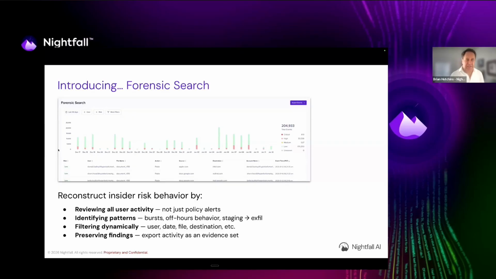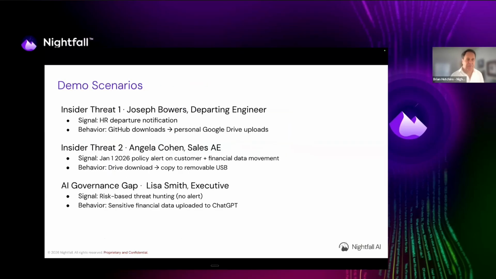So before I jump into forensic search, let me just talk about three demo scenarios that I want to go through. So one is insider threat one. We have a departing engineer, Joseph Bauer. The signal in this case is HR has said, hey, Joseph Bauer has given us his notice. We just want to make sure that, going forward or prior to the notice, there wasn't any kind of nefarious activity.